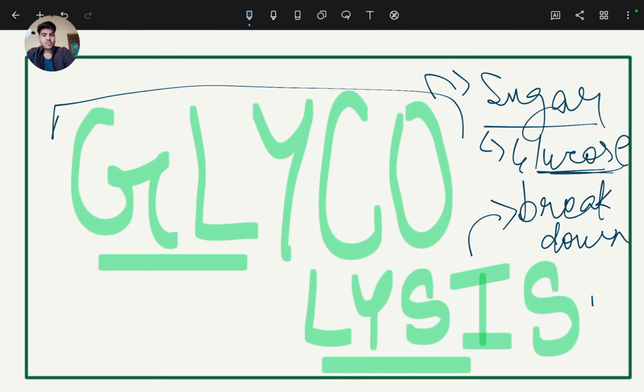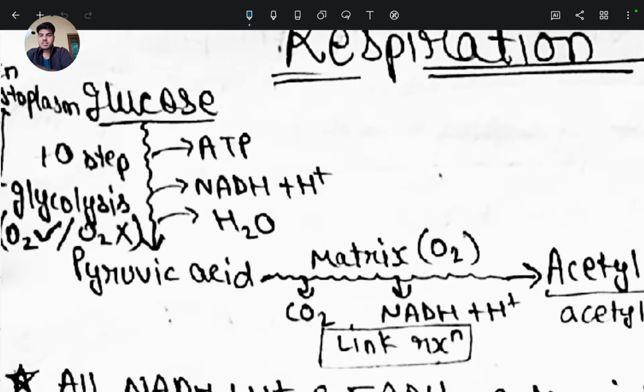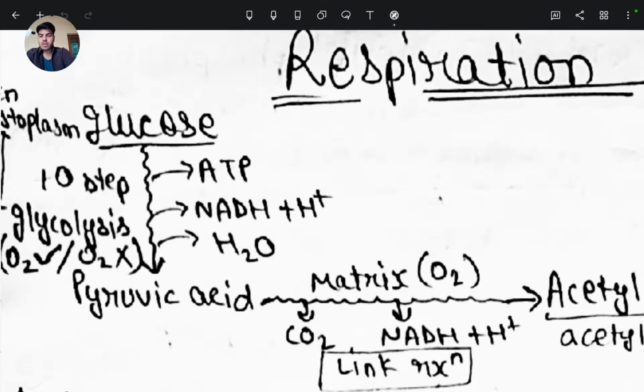So glycolysis takes place in the cytoplasm in all living organisms. This process takes place in all living organisms, whether it is aerobic or anaerobic. Glycolysis is a 10-step reaction. Oxygen present or absent, in both aerobic and anaerobic types, it takes place.